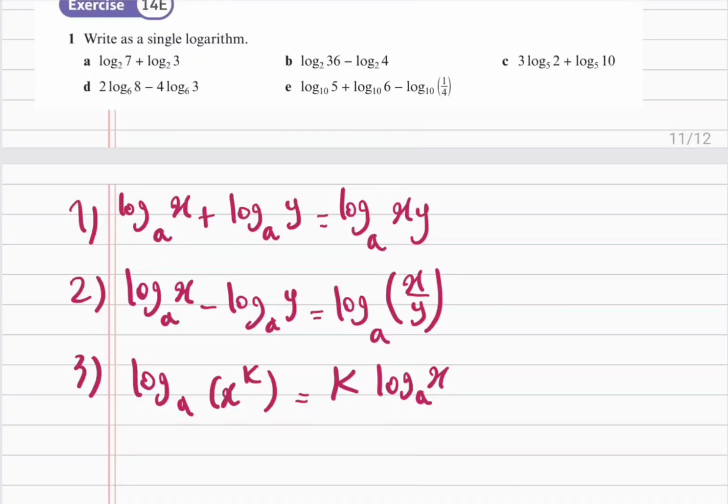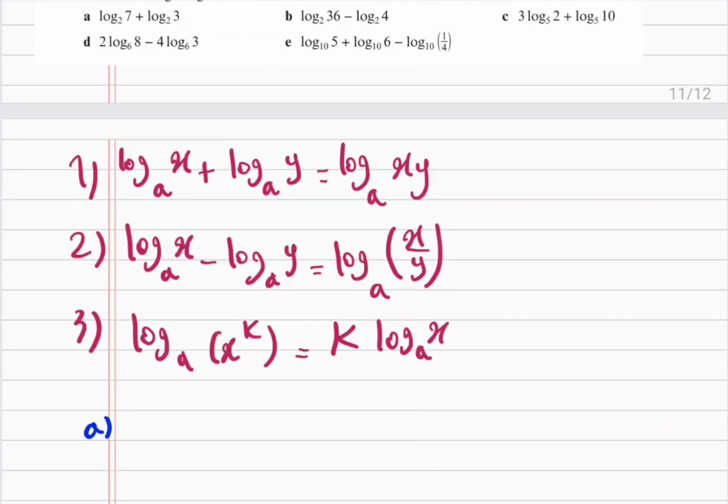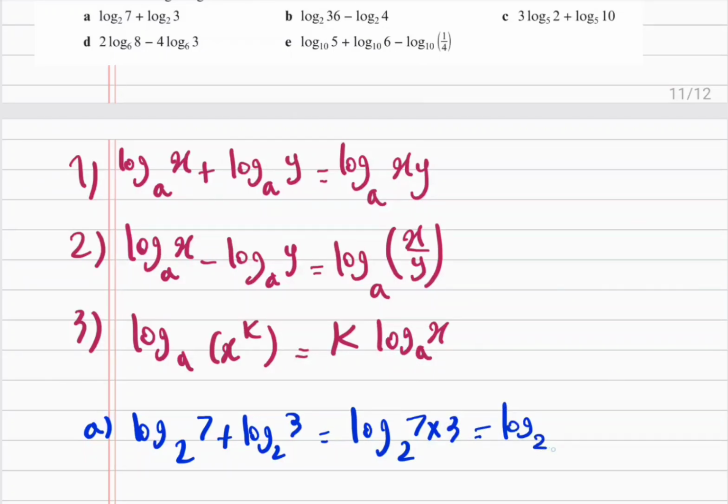Now in this exercise, we are going to use these laws to simplify this. So first, we have log base 2 of 7 plus log base 2 of 3. Now in this case, that's the first law because the base numbers are the same and we are adding, so this becomes log base 2 of 7 times 3, which is log base 2 of 21.